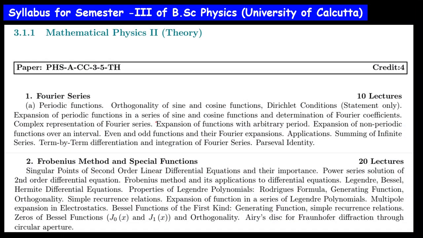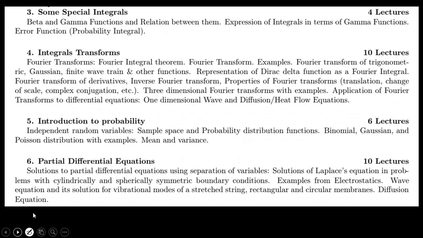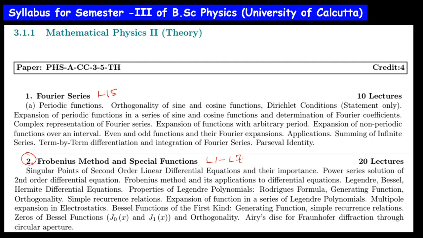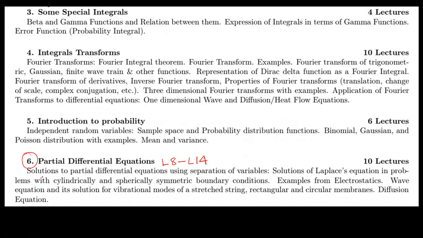This is the syllabus for BSc Physics Honors, third semester, University of Calcutta. This portion we discussed in lectures number 1 to 7, and the partial differential equations in lectures number 8 to 14, and in lecture number 15 we discussed this, and this lecture 16 also covers the Fourier series. In the upcoming video we will discuss some special integrals, the beta function and gamma function. Lecture number 17 will cover this portion. So I think the route of the lecture series is clear, right?